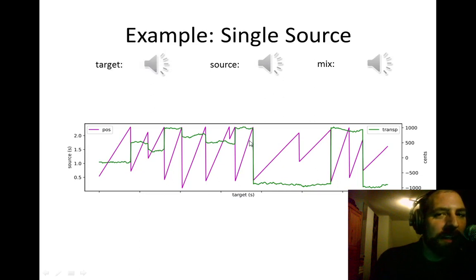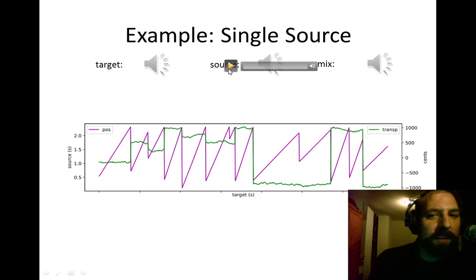So first is just using a single source for synthesis, and I'm going to use a target signal from Debussy's Gradus ad Parnassum, and it's just a quick piano piece. And I have a source that's from a Boccherini Minuet. It's violin. This is a very short sample.